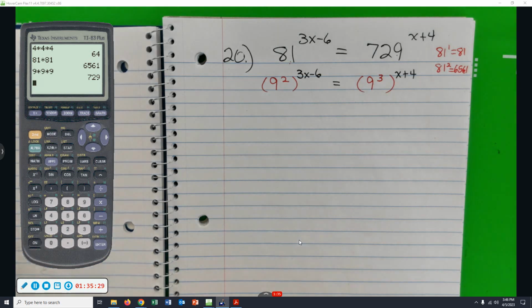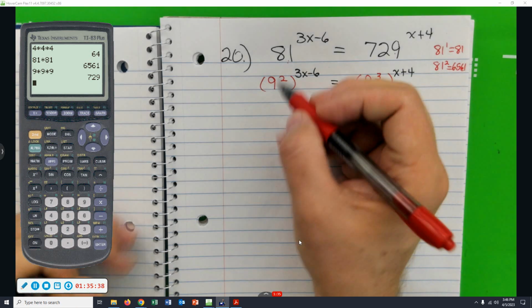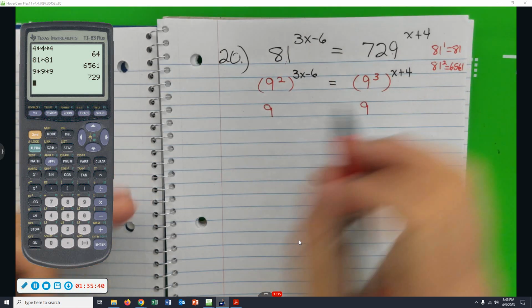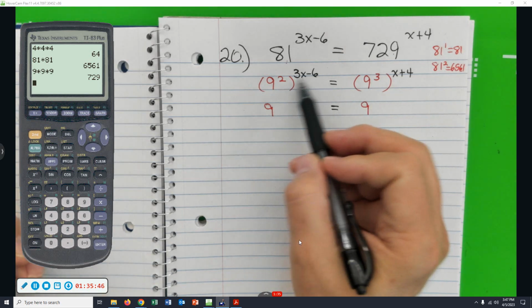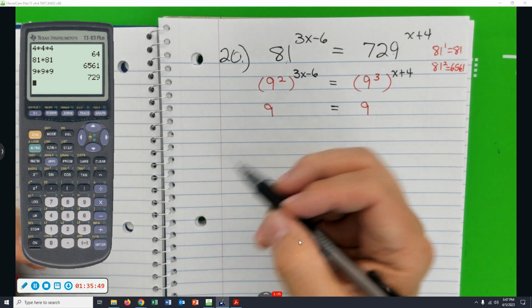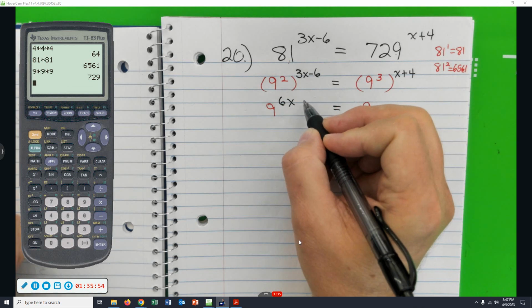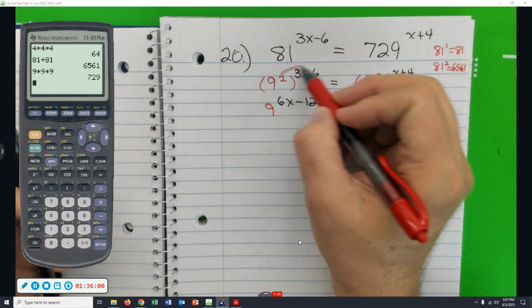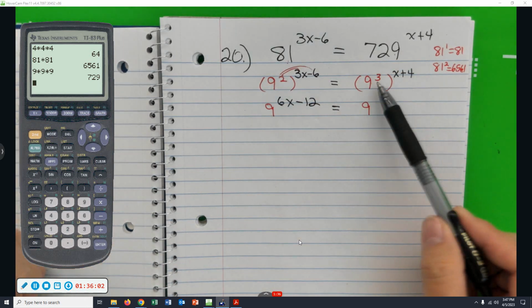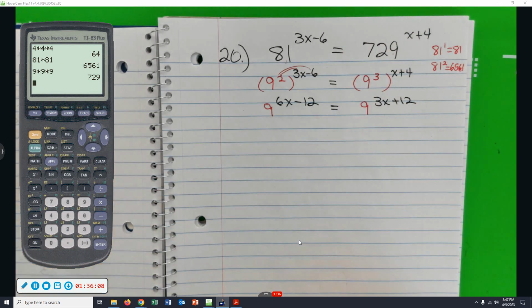Again, it's logical to say it's rigged to work out like that. Yes, it is. And then you just drop your 9s and work your exponents. First of all, I'm going to get rid of those parentheses by doing what? Power raised to power, so we're multiplying. 6x minus 12. I agree. So distribute here: 3x, keep going, plus 12. I agree. You distributed the 3.